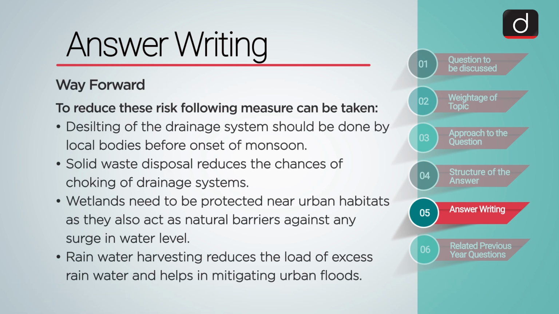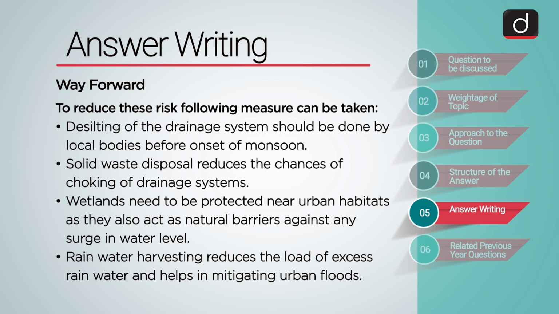Moving on to the measures India should take to reduce the risk. Way forward. To reduce these risks, the following measures can be adopted. Desilting of the drainage system should be done by local bodies before onset of monsoon. Solid waste disposal reduces the chance of choking of drainage systems. Wetlands need to be protected near urban habitats as they also act as natural barriers against any surge in water level. Rainwater harvesting reduces the load of excess rainwater and helps in mitigating urban floods. The idea of a sponge city can be tried on an experimental basis as it makes cities more permeable, which can hold and use the water which falls upon it.